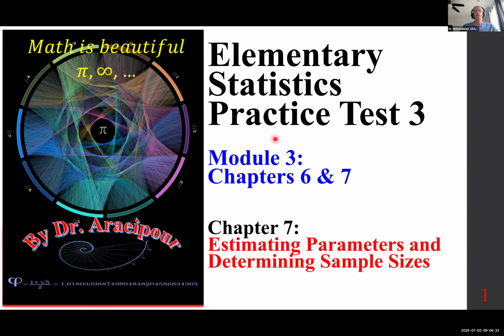Good morning, class. We are looking at statistics, practice test number 3, module 3, covering chapter 6 and 7. Here's chapter 7, estimating parameters and determining sample sizes.